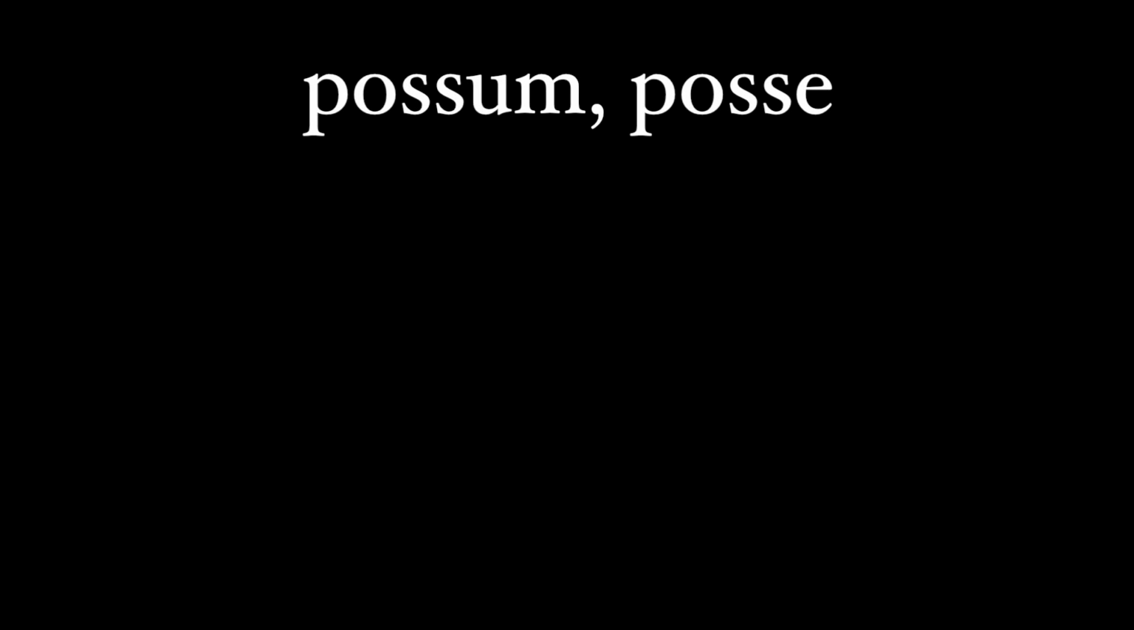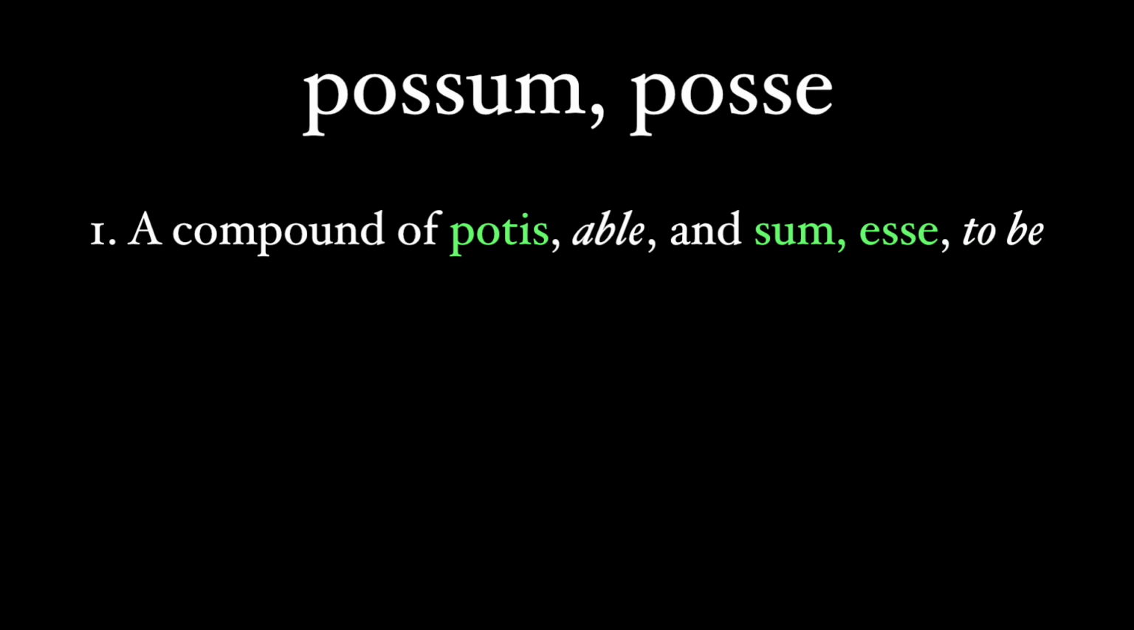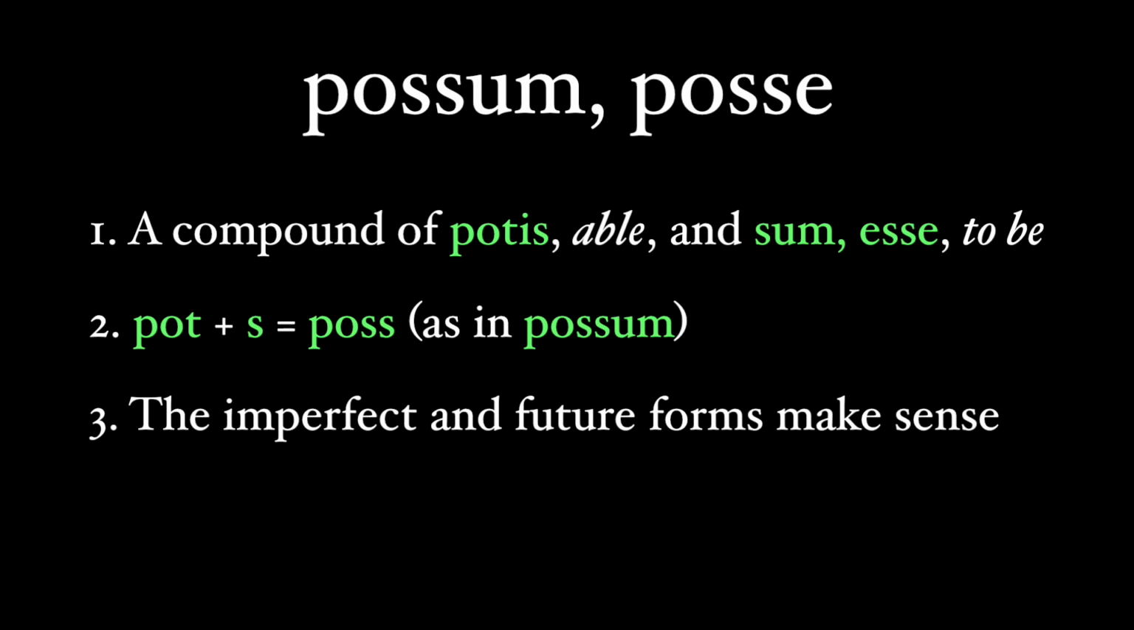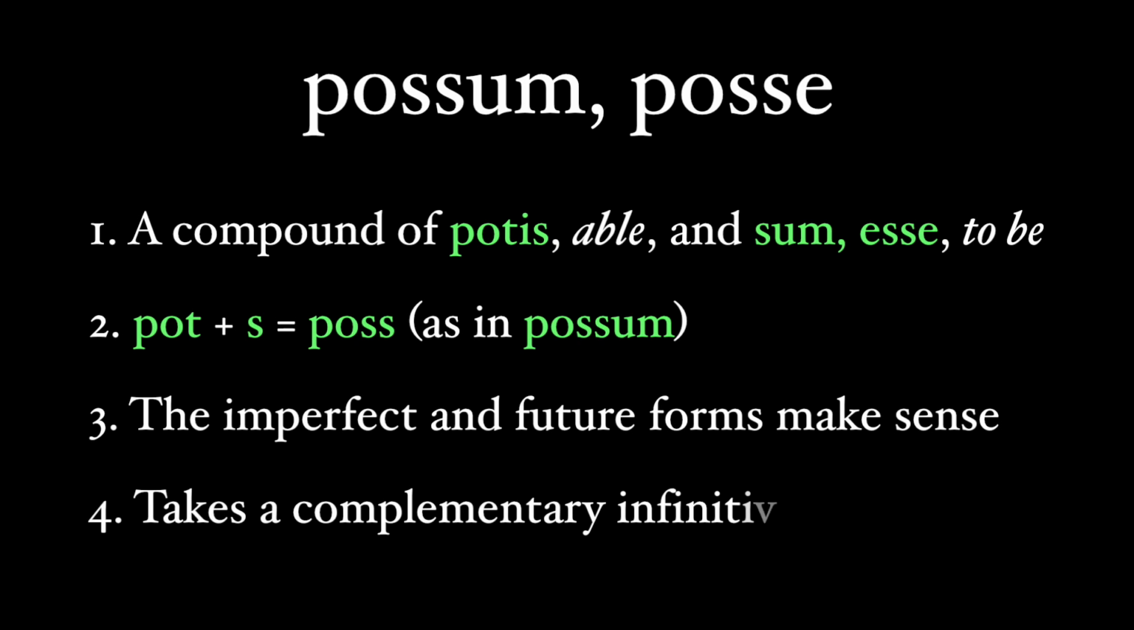Back for a quick review of possum. We use the conjugation of sum to help us conjugate possum, which itself is really just a compound of potis, the adjective meaning able, and sum, the verb that means to be. Whenever the pot runs up against an s, like in sum, it changes to pos. The imperfect and future forms are as you would expect, though: poteram, poteras, etc. for the imperfect, and potero, poteris, etc. for the future. And finally, possum very frequently takes a complementary infinitive that shows what you're able to do.